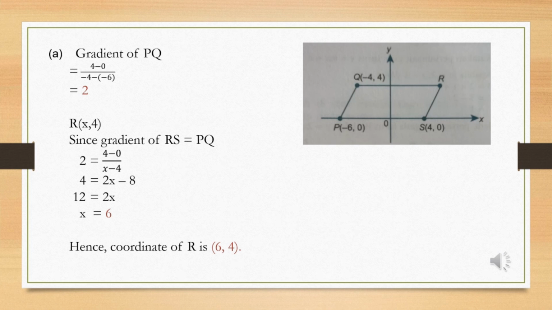After that, we must find out the x. We look at the parallel lines, where the gradient of PQ is same as the gradient of RS. Therefore, we find the gradient of PQ, which is 2, and equate it to the gradient of RS. We can find that x is equal to 6 for R. Therefore, the coordinate of R is (6, 4).